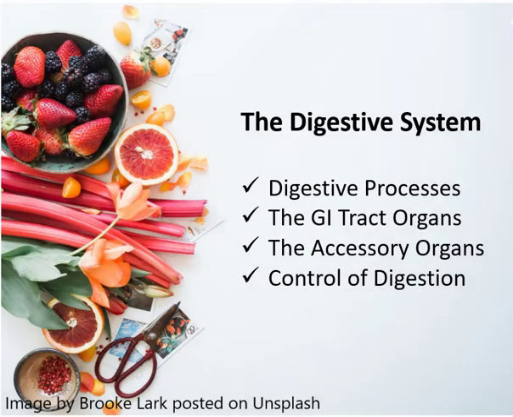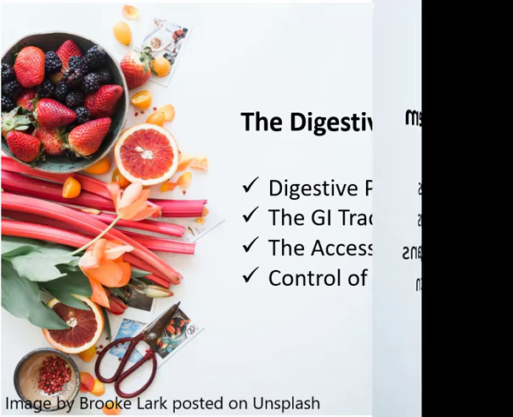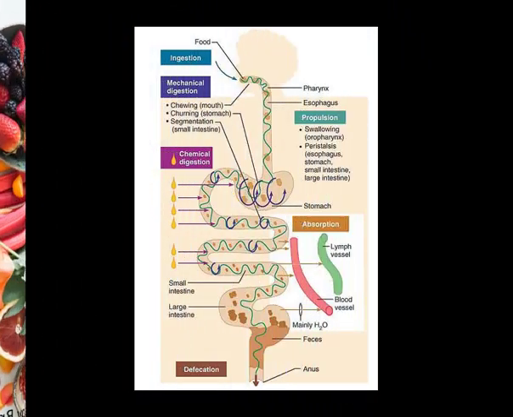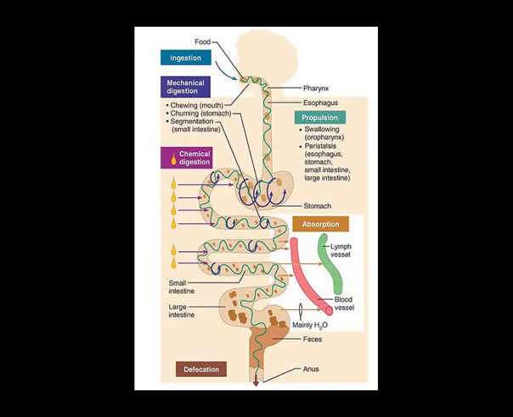Let's talk about the digestive system. One of the characteristics of living organisms is metabolism, and metabolism requires energy and raw materials, which they get through nutrients. For humans, that requires a digestive system. Let's talk about the basic digestive processes first. Then we'll talk about the organs that carry out those processes.